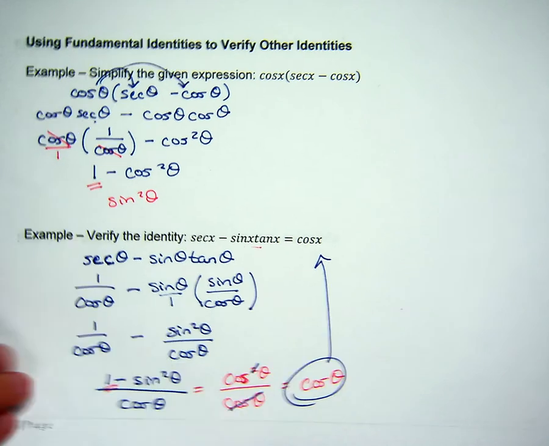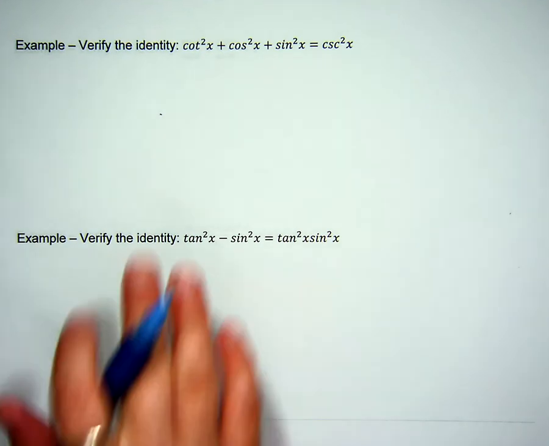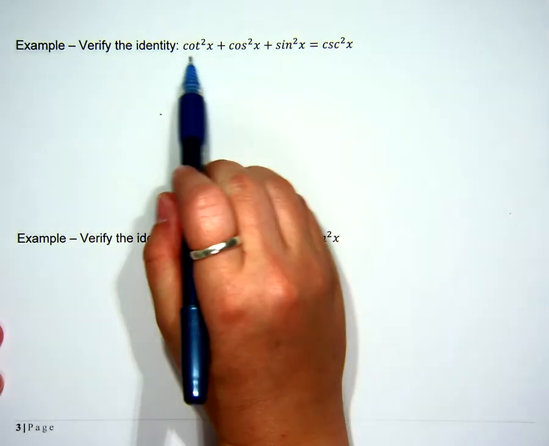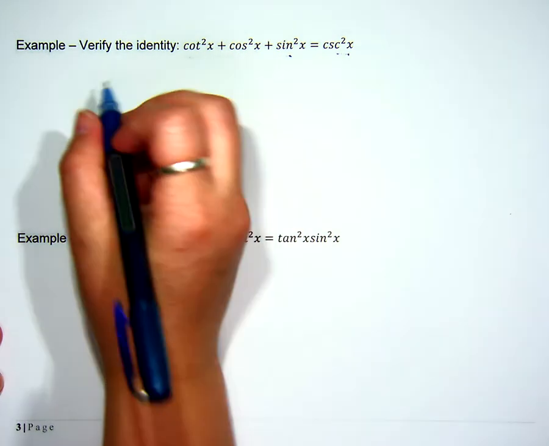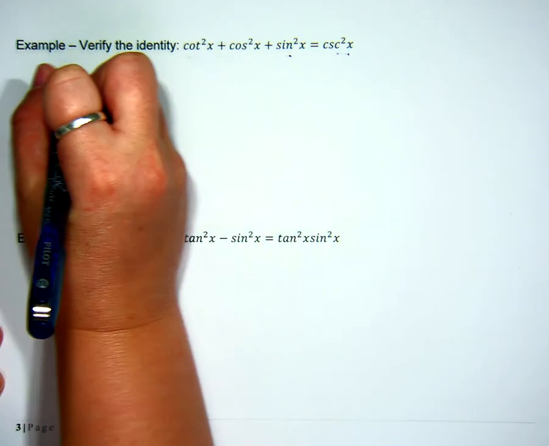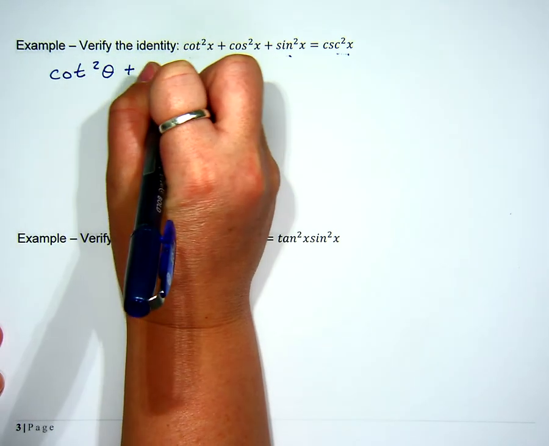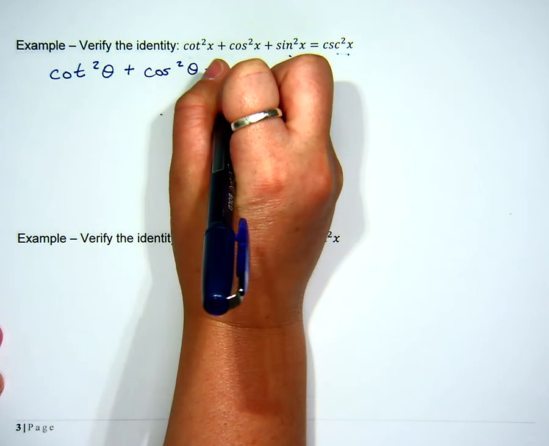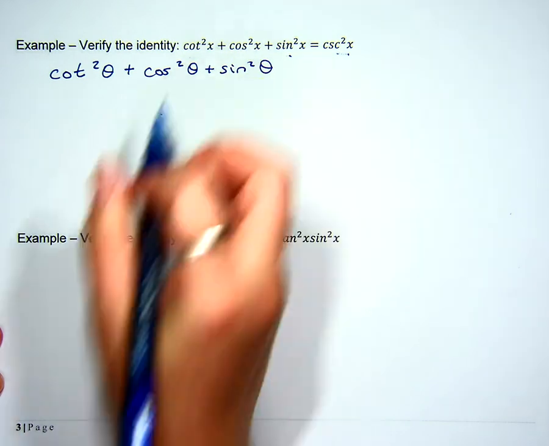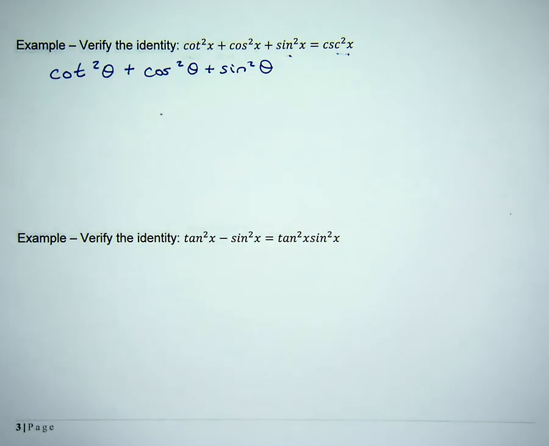Let's do another one. Here again is a verify. They give you a left-hand side and a right-hand side. I like to start with the side that gives me more options, I should say. It's usually the left-hand side that it's going to be on. So here I'm starting with cotangent squared plus cosine squared plus sine squared, equals cosecant squared.